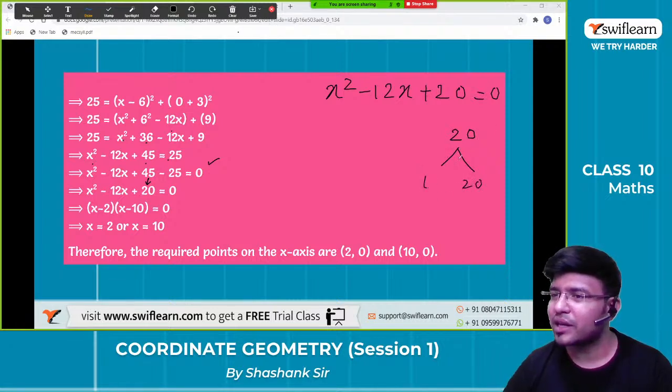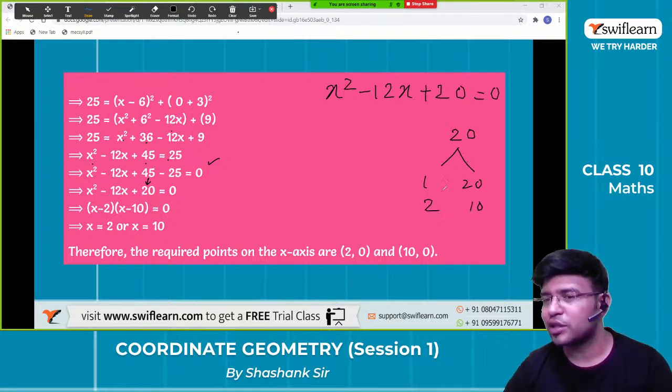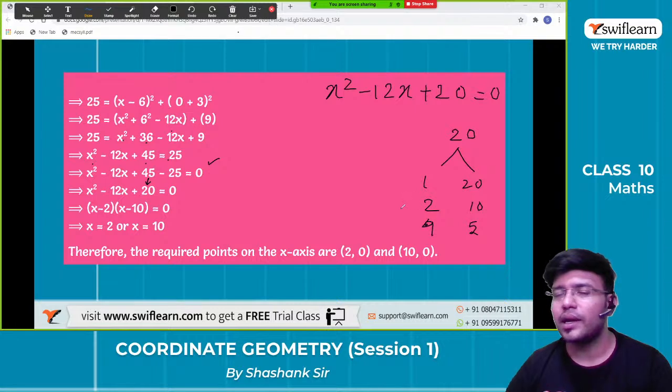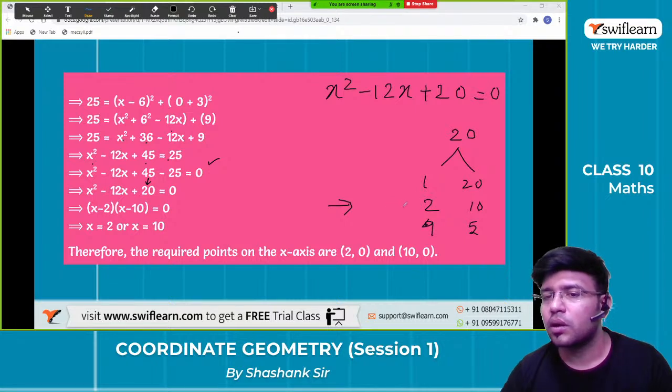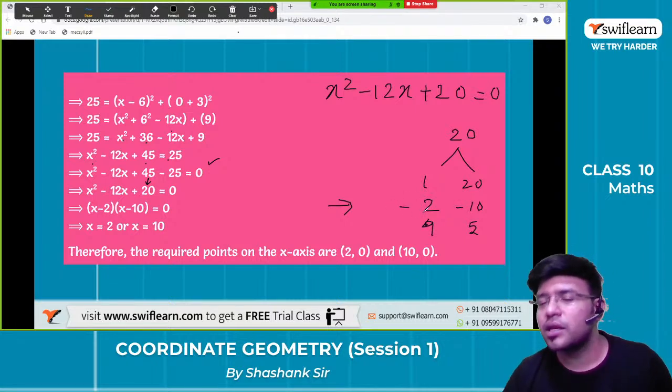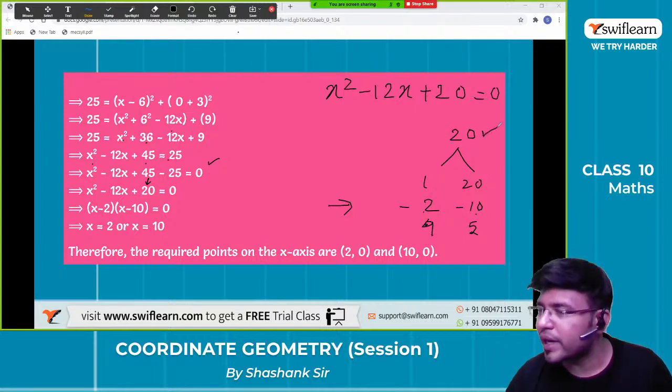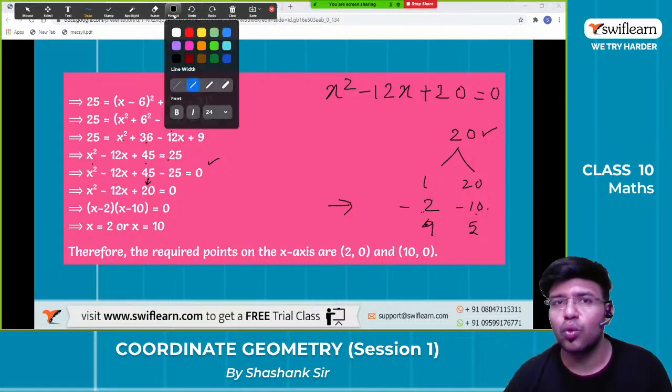1 into 20 will get us 20. 2 into 10 will get us 20. 4 into 5 will also get us 20. And it repeats: 5 into 4, 10 into 2, 1 into 20. Now the product we have got is 20. What about the sum? The sum should be minus 12. Can you choose two numbers such that the sum will be minus 12? Yes, these two numbers with the negative sign: minus 2 into minus 10 is plus 20, and minus 2 minus 10 is minus 12. So simplify this.